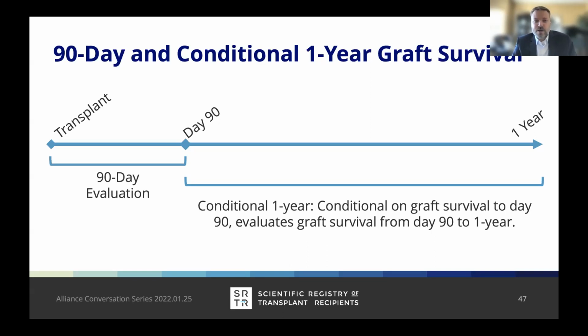So what does conditional 1 year mean? Conditional means we're going to look at all patients that have at least survived those first 90 days with graft function. And then we're going to look at what happens to them the rest of that first year. So we're calling that conditional first year survival. Conditional means we're conditioning on the patient being alive with graft function on day 90.